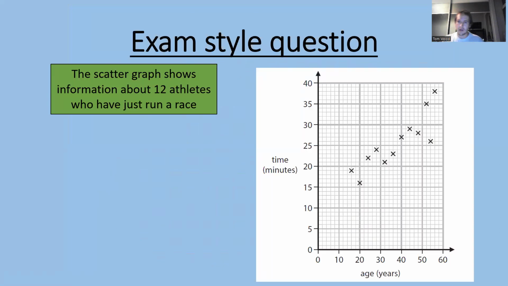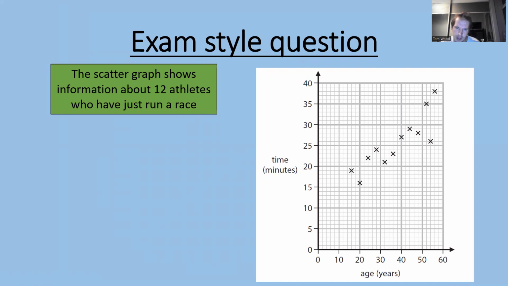To see what this really looks like in the exam, we've got this exam example here, and this is from a very recent paper. This was in 2022, I believe. And this is the graph they've given us. So you can see it's a lot nicer, a lot clearer there. The scatter graph shows information about 12 different athletes who have just run a race.